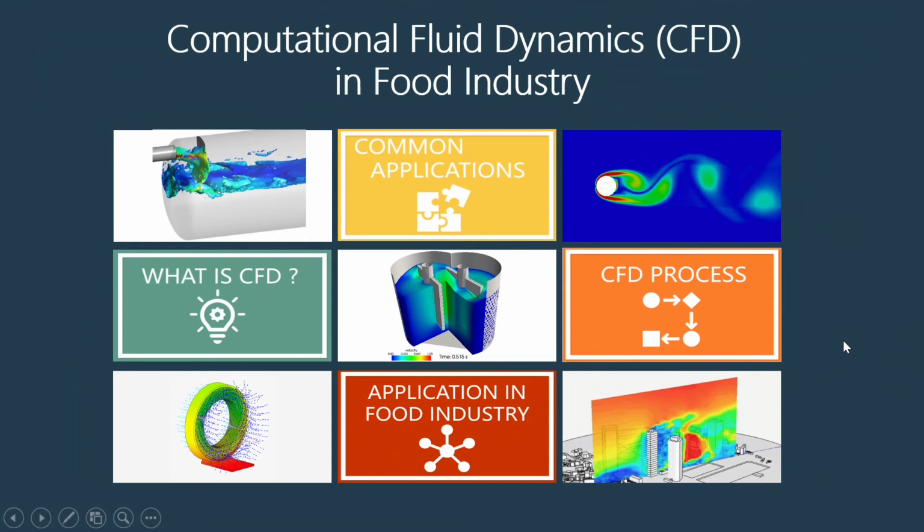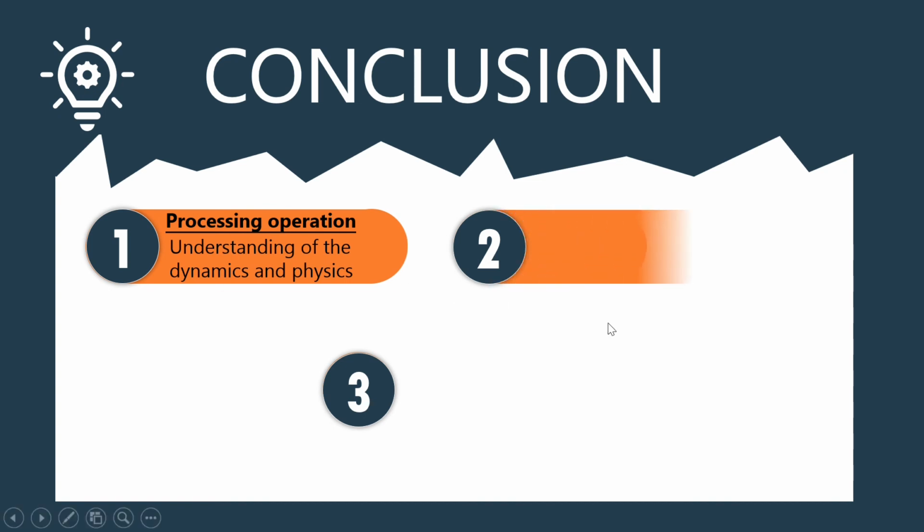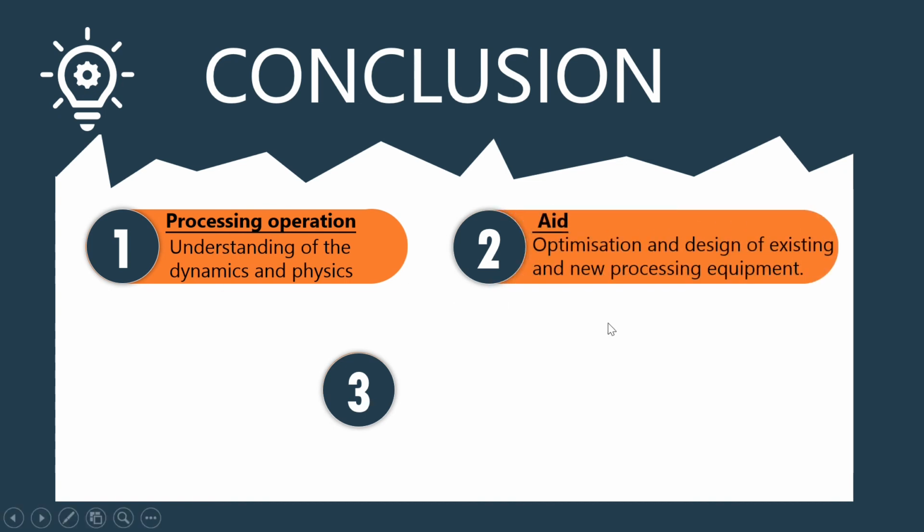So, to conclude, application of CFD in the food industry will benefit the understanding of the dynamics and physics of a food processing operation, and thus aid in the optimization and design of existing and new processing equipment. We could see that there has been considerable growth in the development and application of CFD recently in this industry.